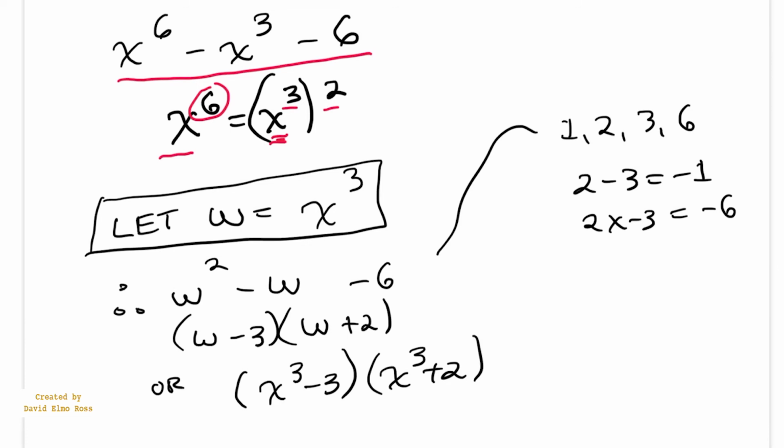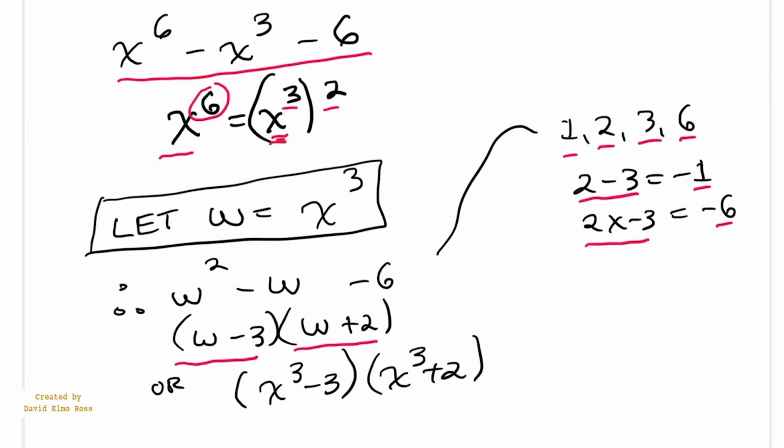Now if you remember, 6 itself has factors 1, 2, 3, and 6. We need something that's going to add to negative 1, so 2 subtract 3 is negative 1. It also has to multiply to give minus 6. 2 times minus 3 is minus 6. And so I think you can see the factor is going to be w minus 3 times w plus 2.